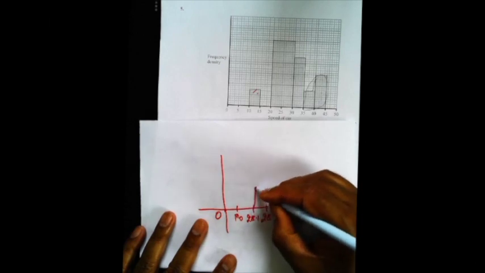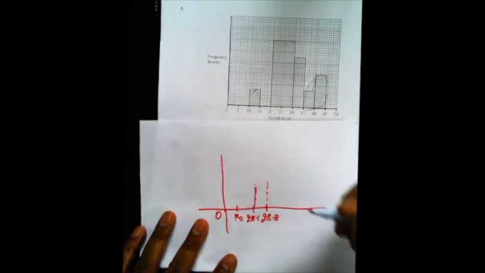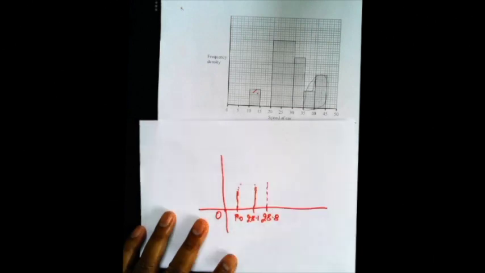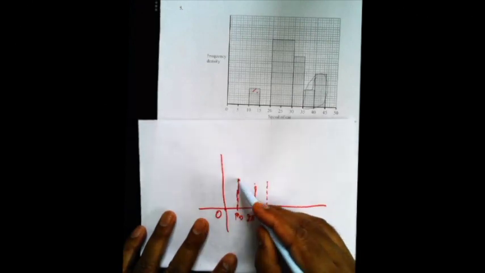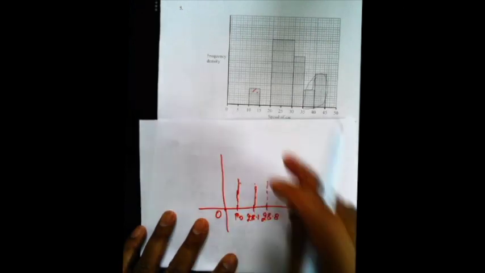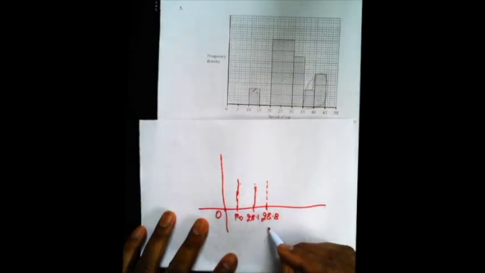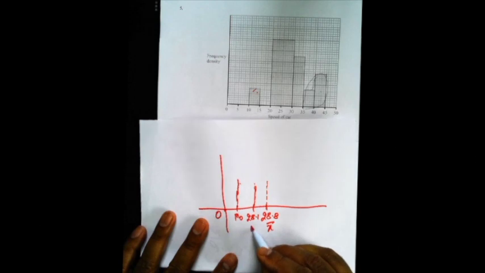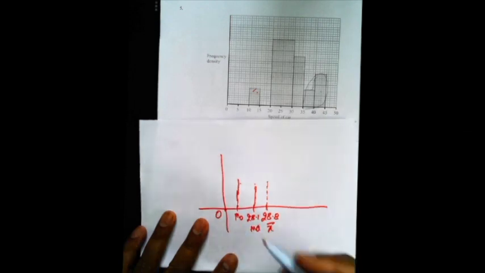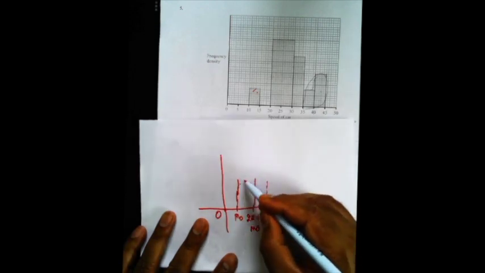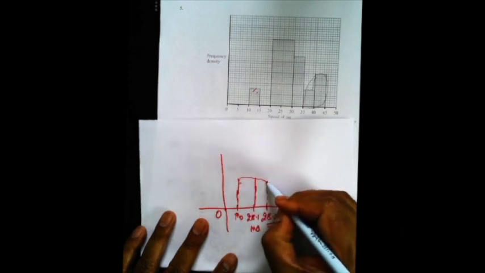We don't need to fix this height at this time because we are just roughly taking the shape of the distribution. So in this case, the mode has maximum height. That means the maximum frequency density. So this is your x bar value, and this is your median value, and this is the mode value already here. So your distribution will be something like this.